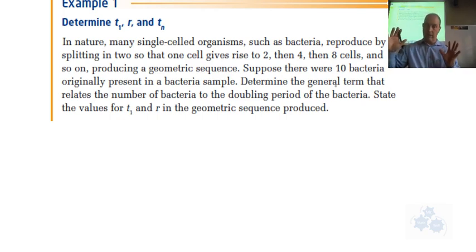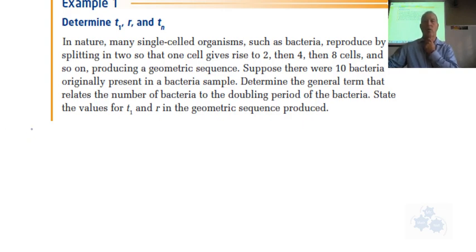Determine the general term that relates the number of bacteria to the doubling period of the bacteria. Now this sounds a little confusing, but we're just trying to write a formula for what's happening. We're given T1, and we can figure out pretty easily what R is. So that's all we need. And then state the values for T1 and R and the geometric sequence produced.